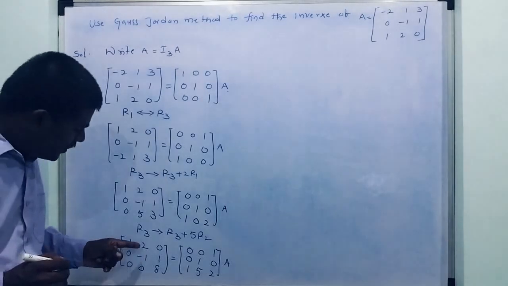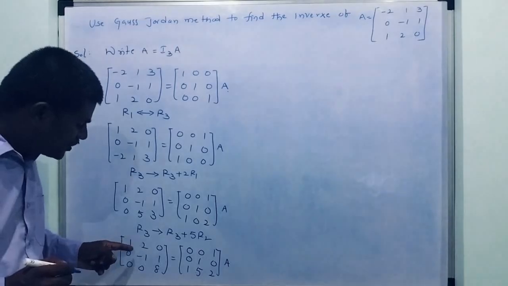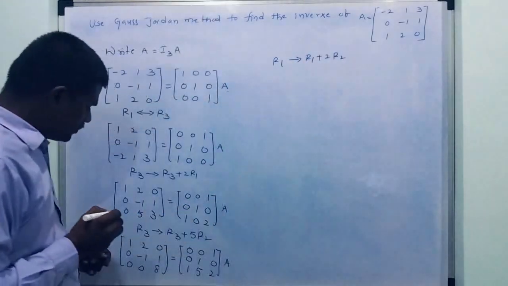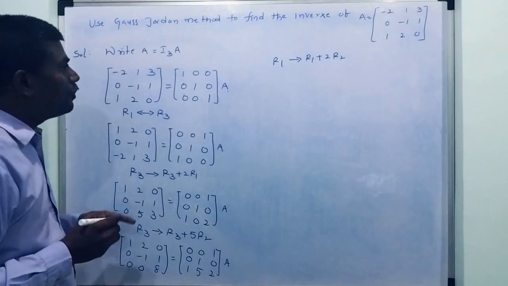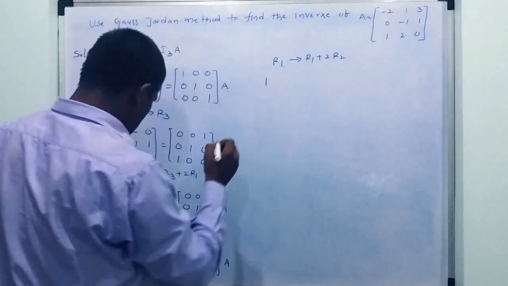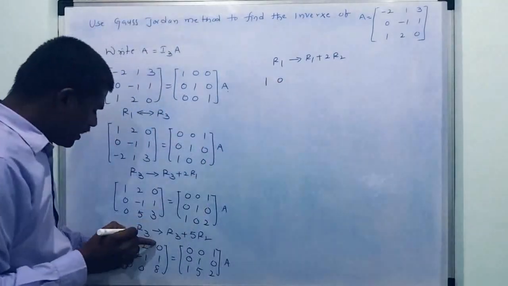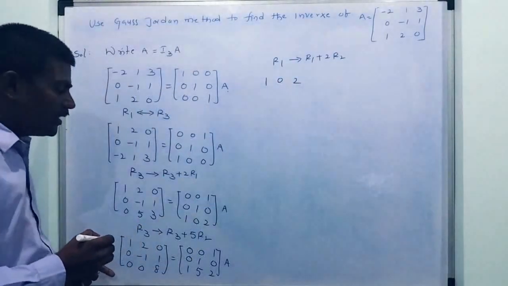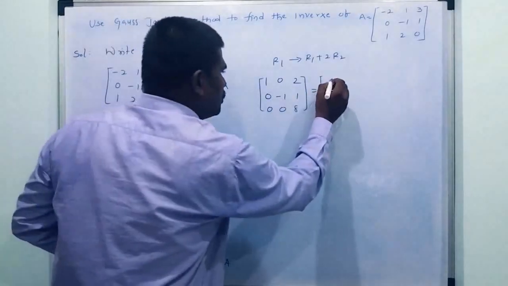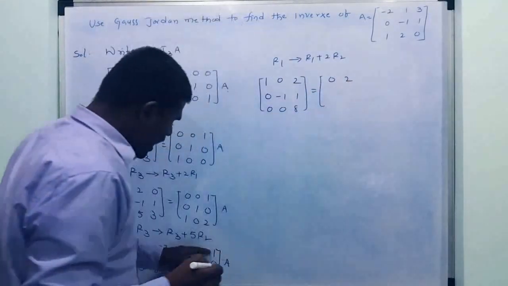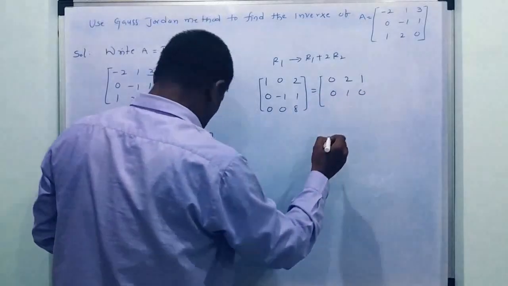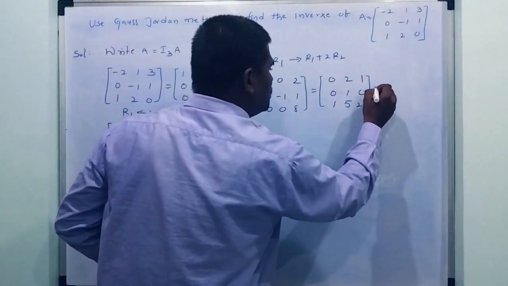Now, use this element and make this one as 0. How? R1 tends to R1 plus 2R2. Then this element will become 0. So, multiplying with 2, R1 plus 2R2, 1 plus 0, 1, R1 plus 2R2, 0, R1 plus 2R2, 2. No change in the rest of the rows. So 0, minus 1, 1, 0, 0, 8. 0, R1 plus 2R2, 2, R1 plus 2R2, 1. And no change in the rest of the rows. 0, 1, 0, 1, 5, 2 into A.